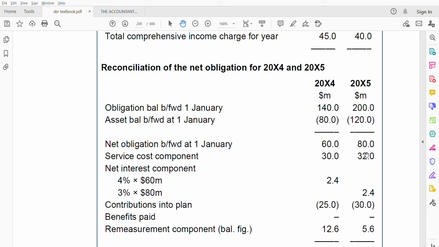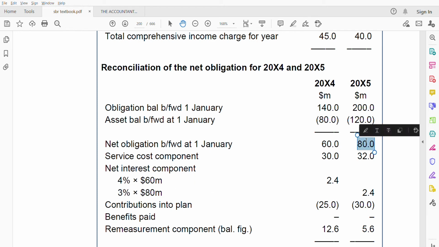Service component is 30 and 32 as it is. But when we are taking net interest, it is only an obligation. Better to show the net interest part first, I feel, then service cost component, because it is on the opening balance. So this 4% is on 60. Same 3% will be on 80.